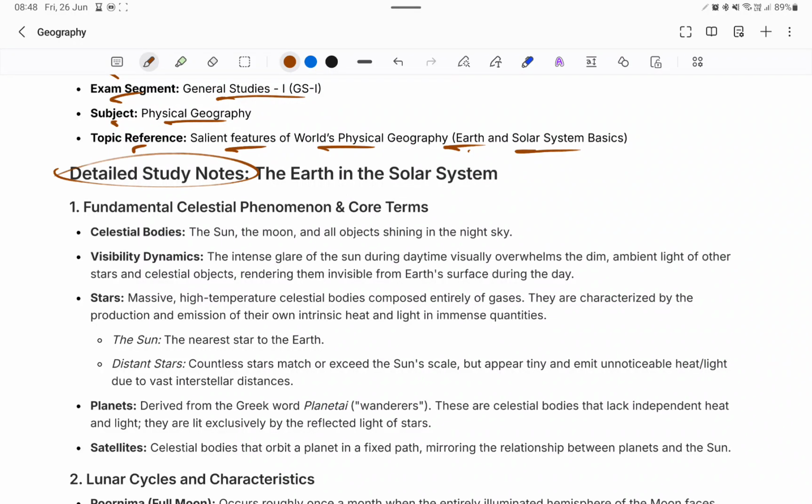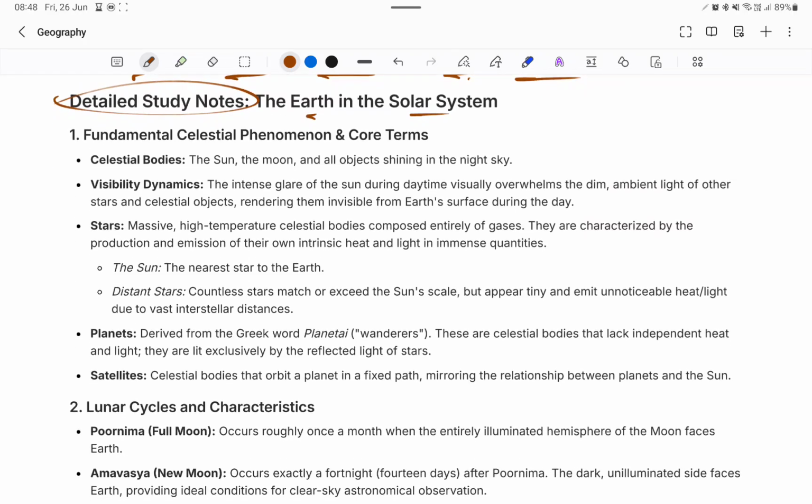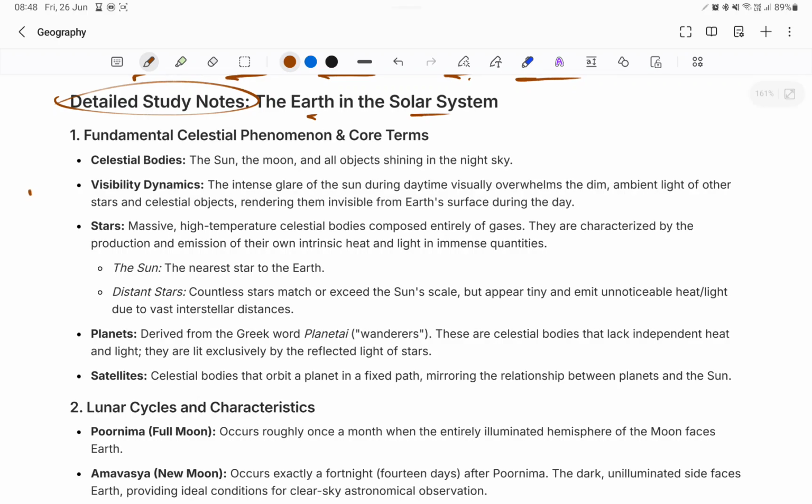So first, detailed study notes of earth and the solar system. We have two topics, earth and the solar system, and we are going to deal with them in one video. First is all about fundamental celestial phenomena and core terms. What are the important celestial phenomena and core terms for this chapter?